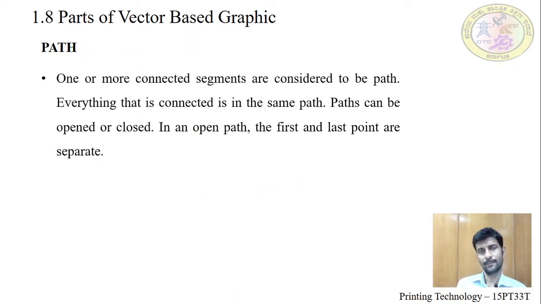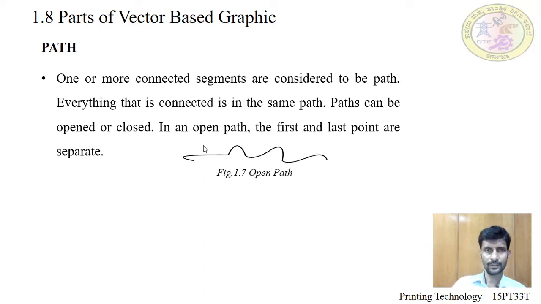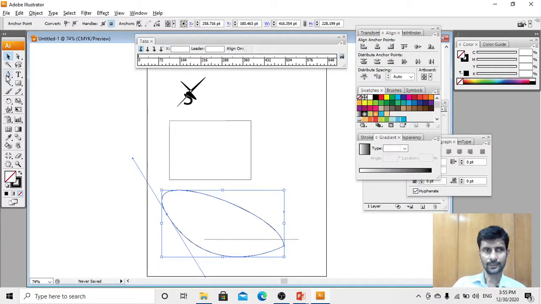Next you have a path. One or more connected segments are considered a path. Everything that is connected is in the same path. A path can be open or closed. In an open path, the first and last points are separate. See, this is the open path. I will show you how to create an open path.